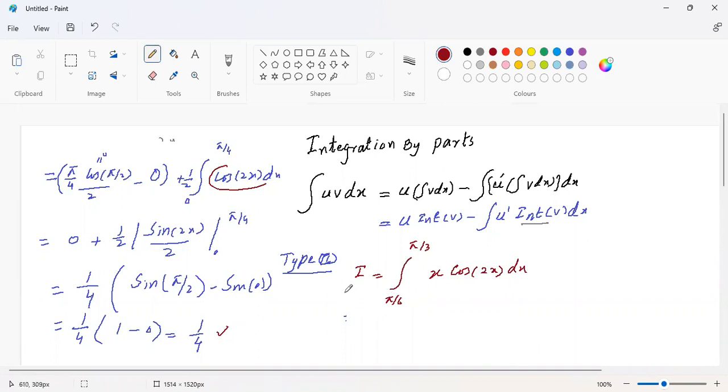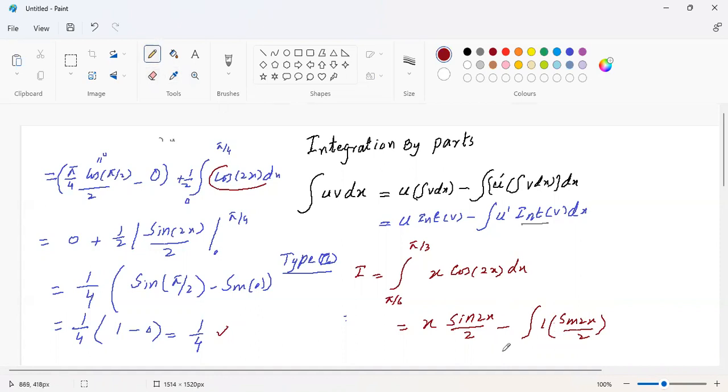Now, according to the product rule, once again, we will keep the x as it is and write the integral of this, which is sine of 2x divided by 2. And again, minus integral of what: the derivative of this is 1 and the integration of this is sine of 2x divided by 2. But you know the integration of cosine is positive.